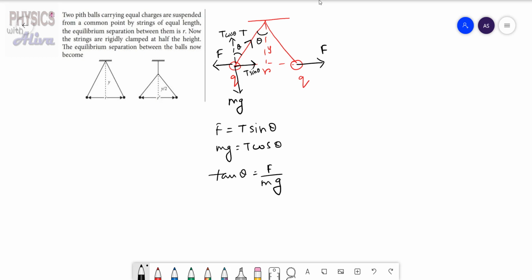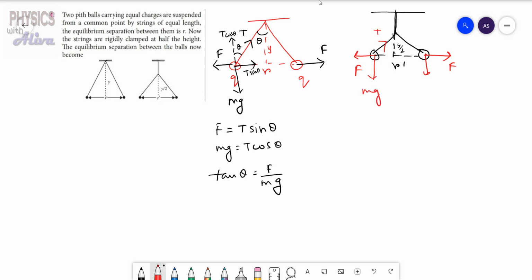Now we will come to the next diagram. In the next diagram, the half length of the string is clamped and the next half is open, and they are repelling each other now. Now the new distance is r dash and the new length is y by 2. Okay, the new length is y by 2. They are repelling each other with Coulomb force F. Their weight is acting vertically downward, mg. This is the tension T of the string.